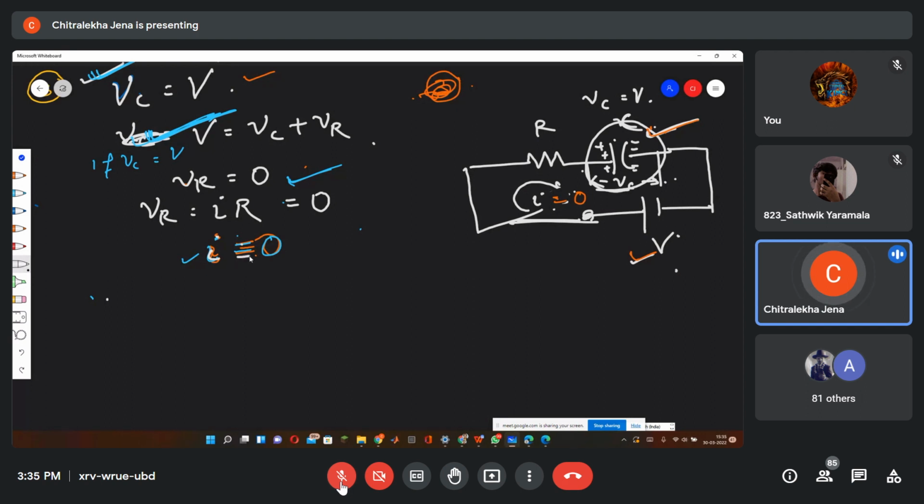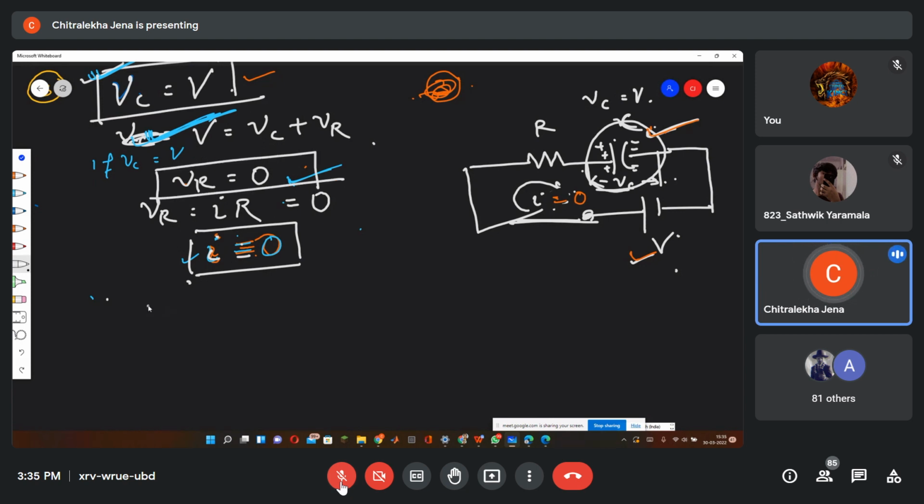And what is the charge in the capacitor? I am concerned about the voltage across the resistor, and I am also concerned about the charge in the capacitor. What is the charge in the capacitor? Tell me. It will be maximum charge. Yes or no? Because I am getting the maximum voltage. The capacitor cannot charge to a voltage more than capital V.